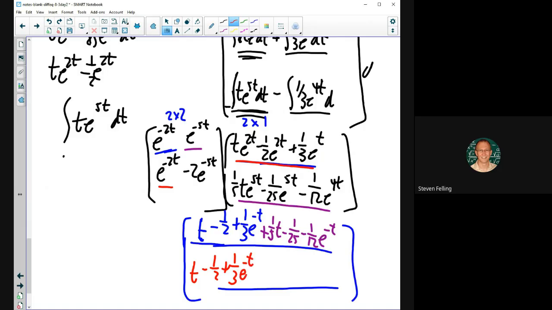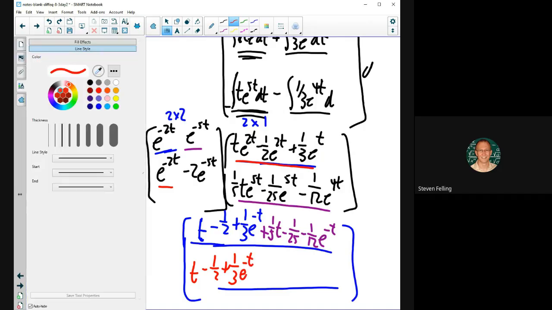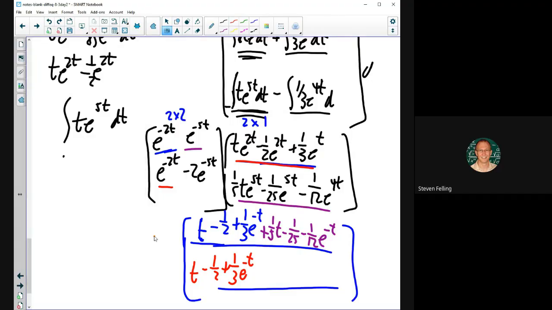And then finally, let me use a slightly different color here, like orange. We're going to take this times this. So that's going to be negative 2/5 t, e's cancel. And then I'm going to have negative negative, so positive 2/25. Okay, positive 2/25, and the e's cancel. And then I'll have positive 2/12, which is the same as 1/6, and it's going to be e to the negative t. All right. So after all of that, we've got that.